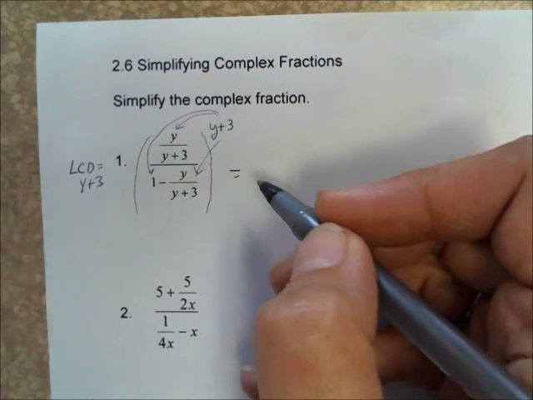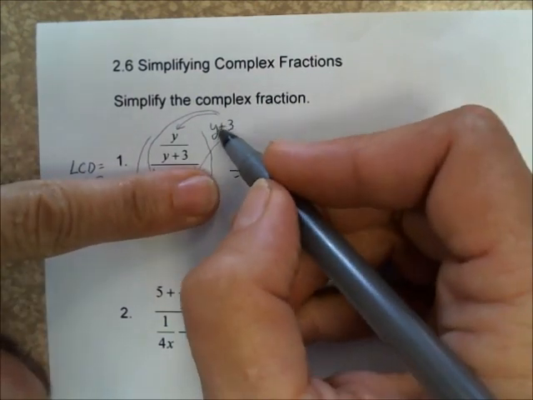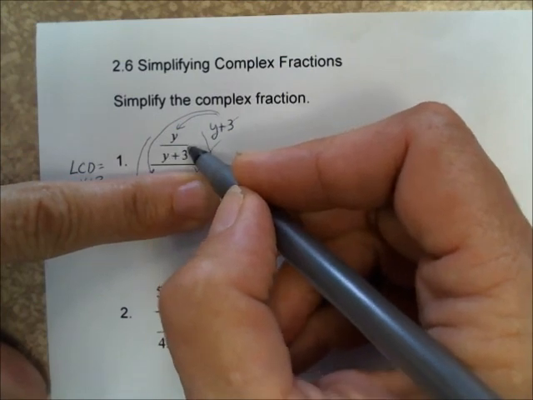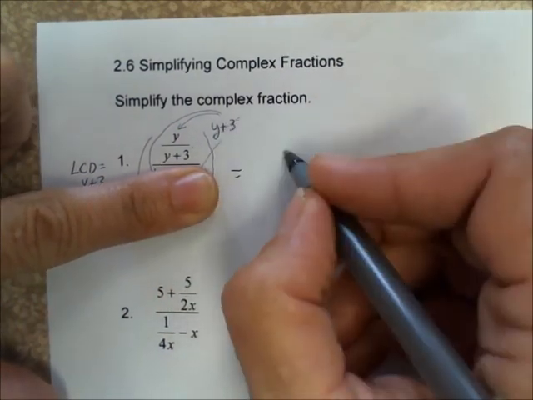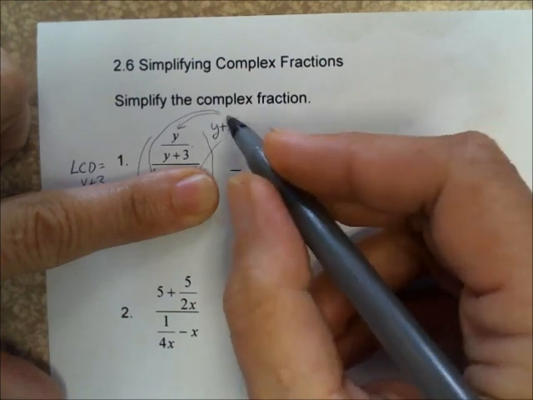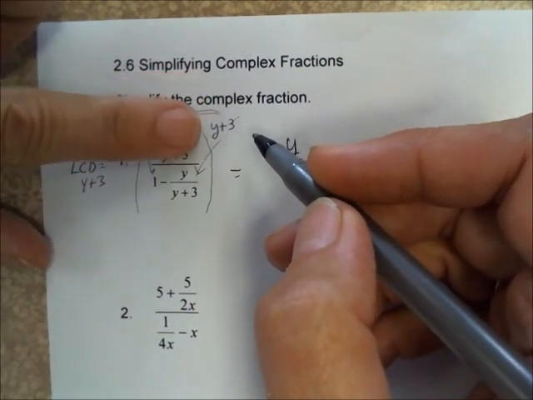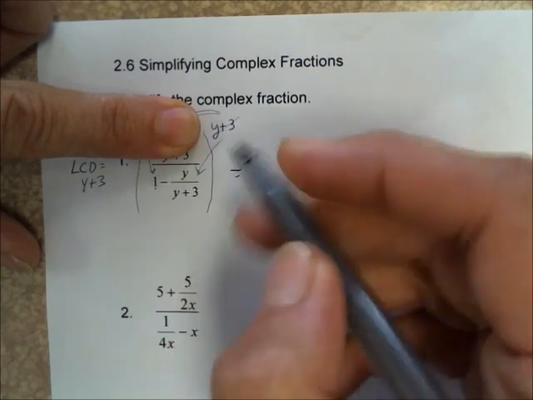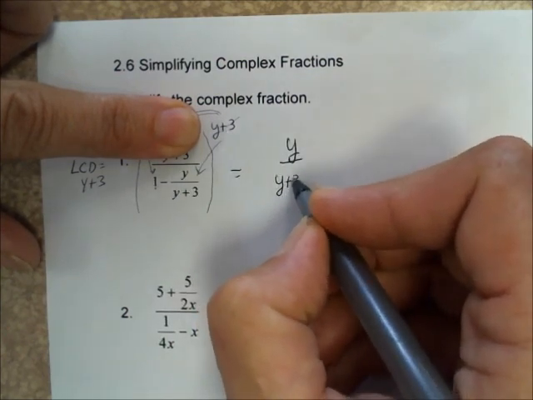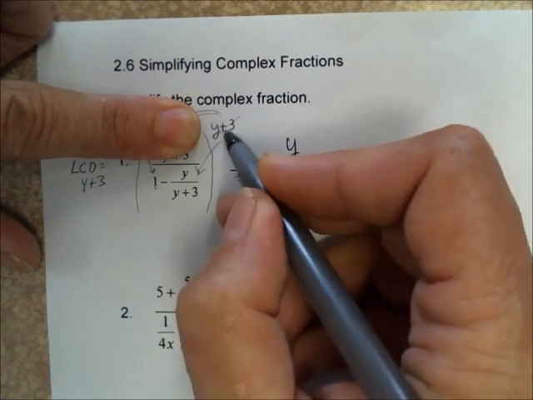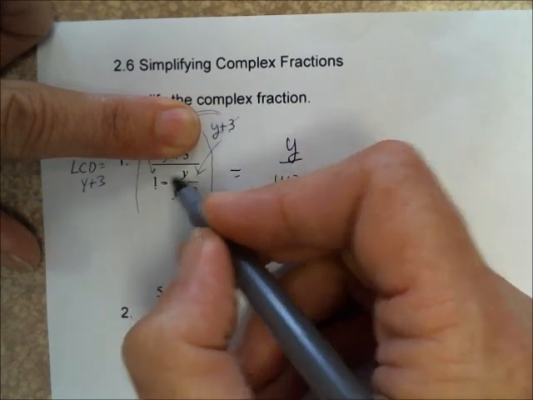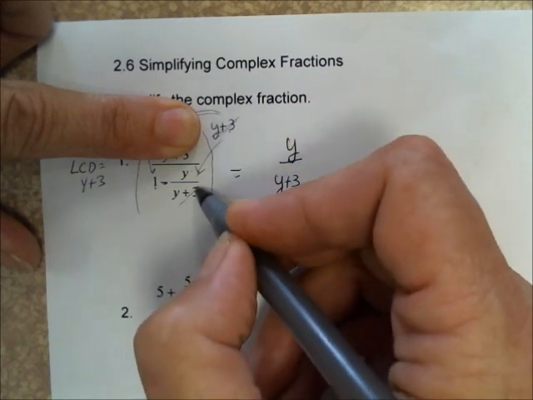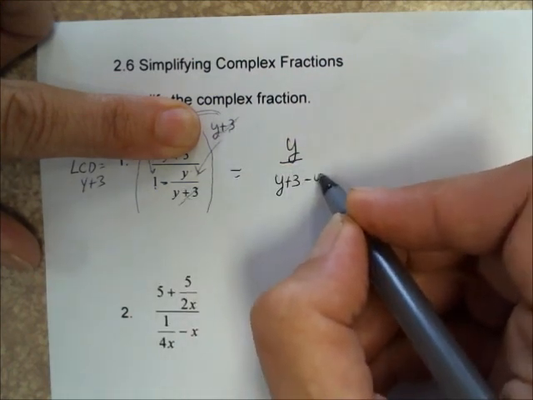So now, let's just take a look at this first numerator. If we cancel out this y plus 3 with this y plus 3, all you're going to be left with is a y. That's the top. Down here on the bottom, if we multiply y plus 3 times 1, we're going to get y plus 3. And here, if we multiply y plus 3 times a negative y over y plus 3, the y plus 3 will cancel, and you're left with negative y.